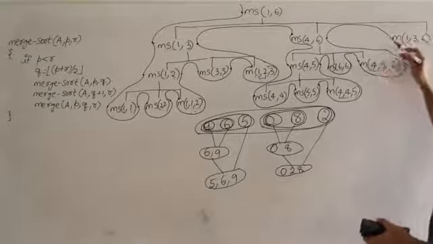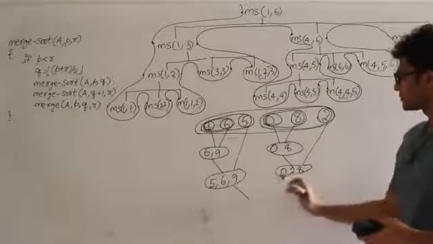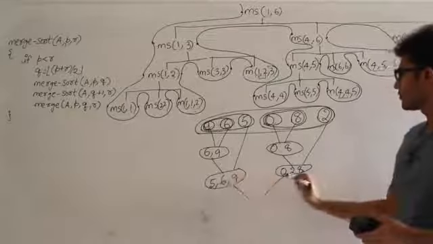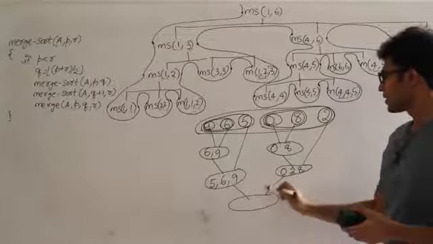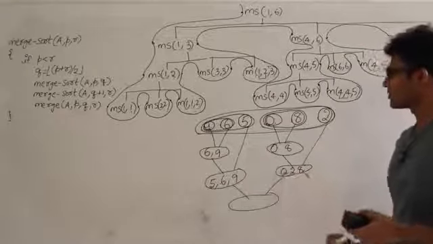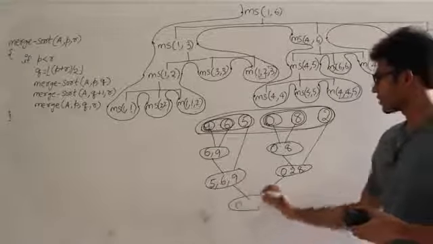Which means this function has to merge 1 to 3 with 4 to 6. How will it merge it? Comparing the first two elements, which one is lesser? 0, therefore 0 will be copied, right?